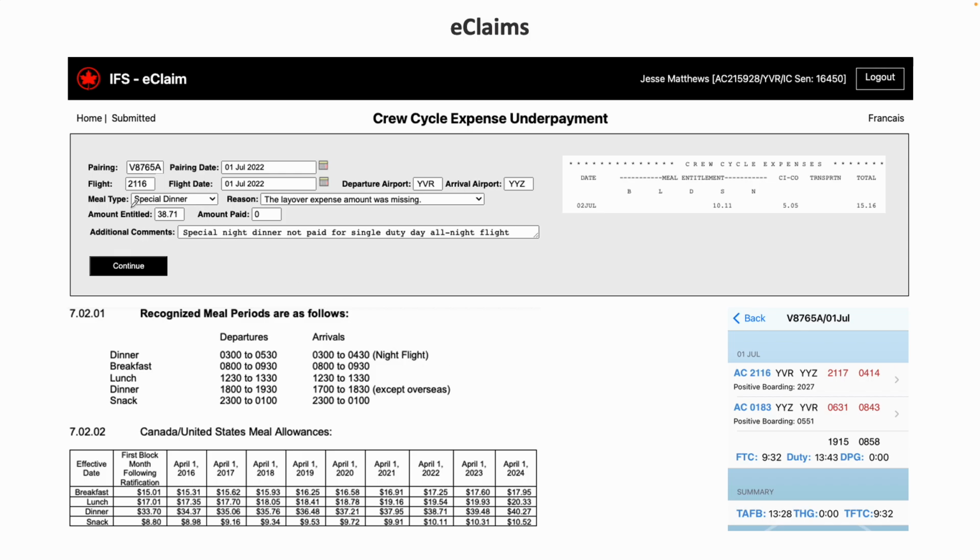It's important for the meal type, when claiming for the special night dinner, that you put special dinner and not just dinner, as this is a very specific type of dinner that only applies to single duty day all-night flight pairings.